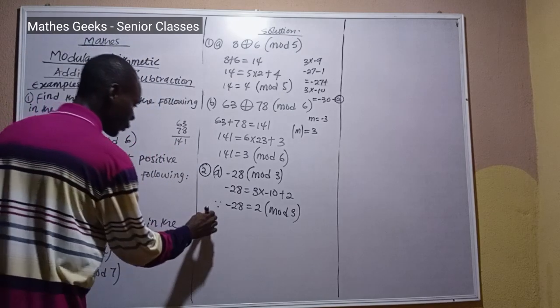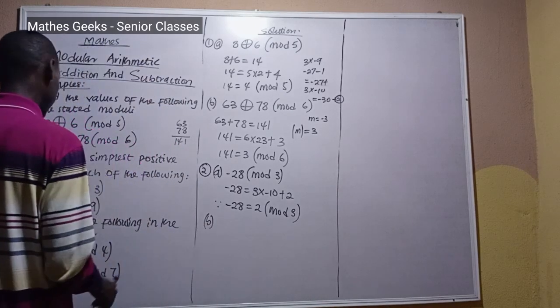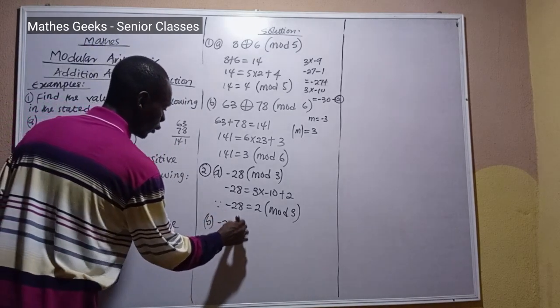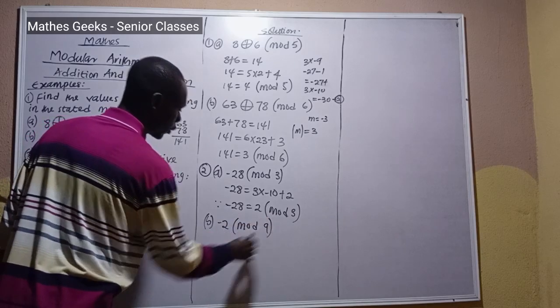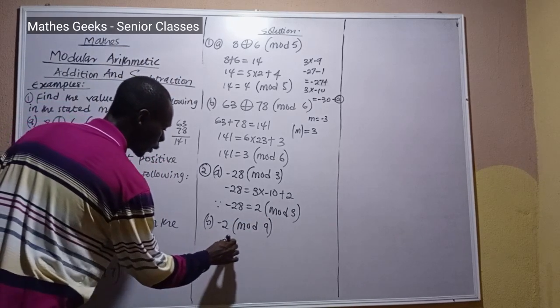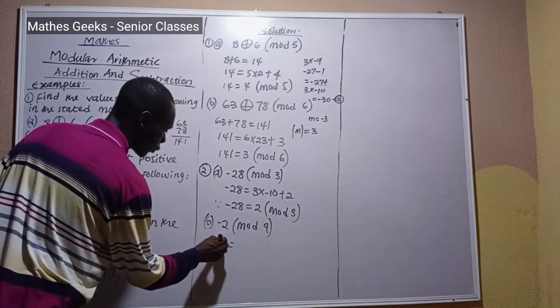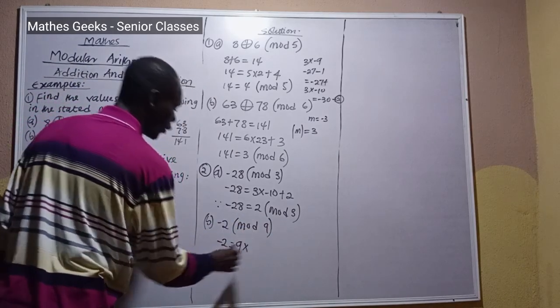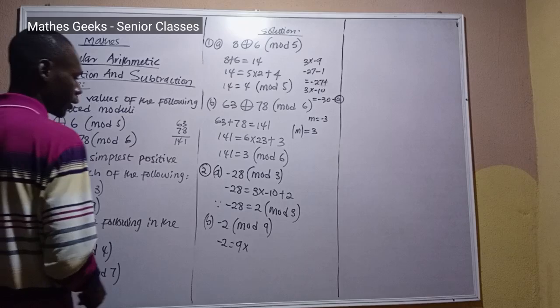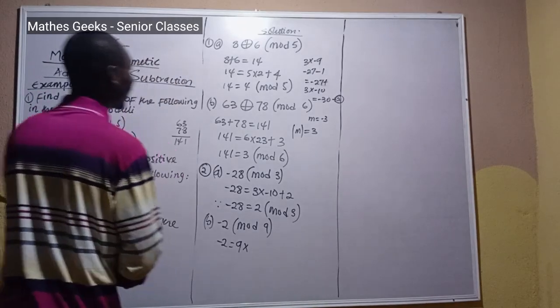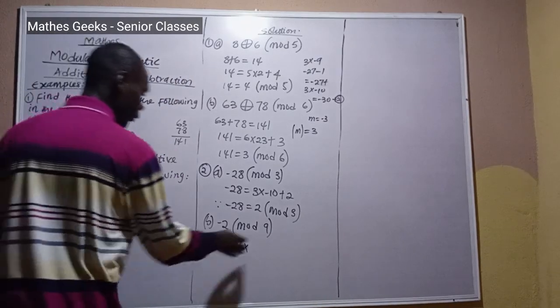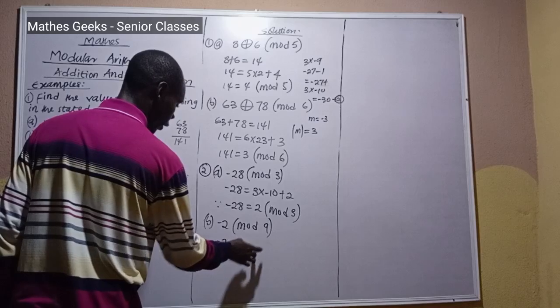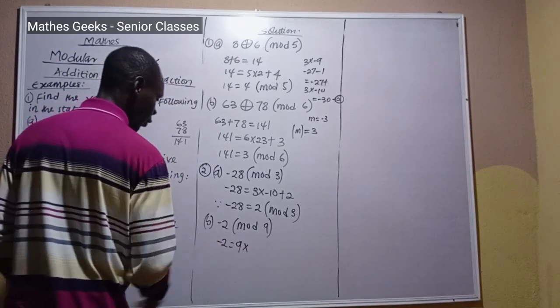So b is minus 2 in mod 9. So minus 2 is equal to, now we're going to multiply 9 by a negative number, and then you're going to add another number to the product of 9 and that negative number, such that you're going to get minus 2.